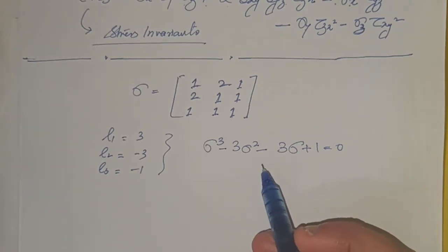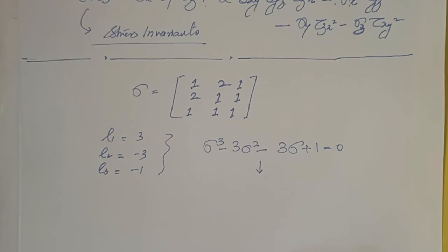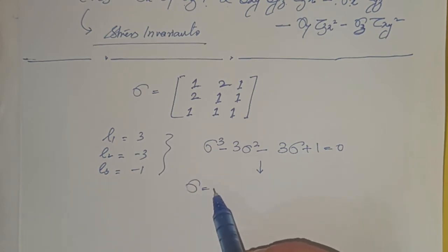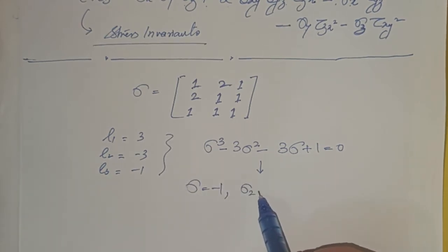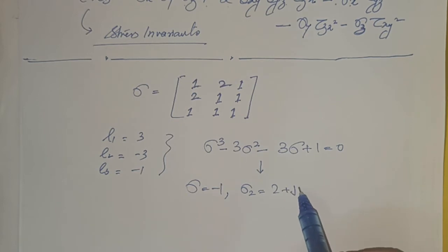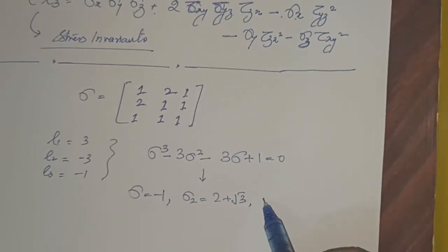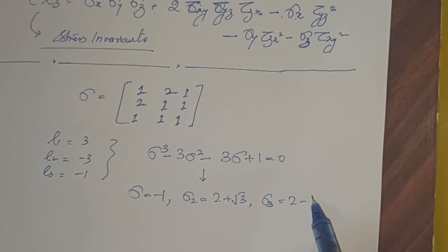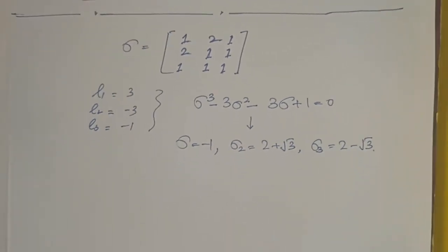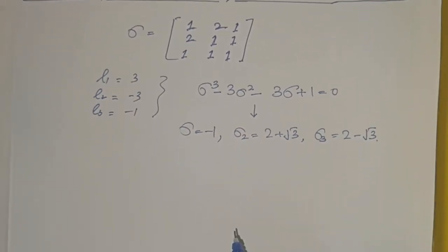So you will like to solve this equation. You can directly solve this equation. This is very easy. You can also put this in your calculator to solve the cubic equation. The roots that you will be getting will be sigma 1 equals minus 1, sigma 2 equals 2 plus square root of 3, and sigma 3 equals 2 minus square root of 3. These are the three roots that you have obtained.